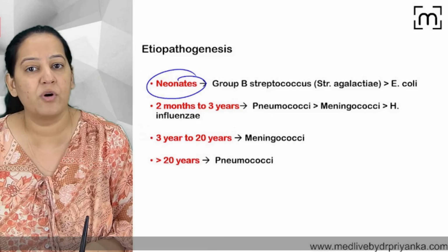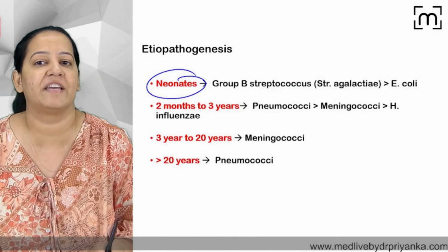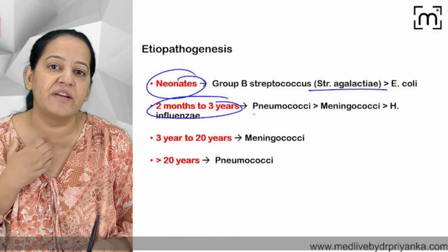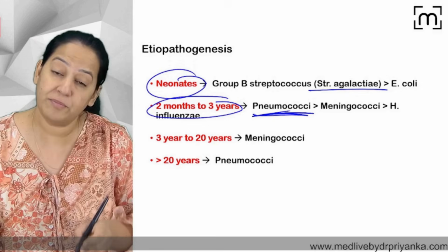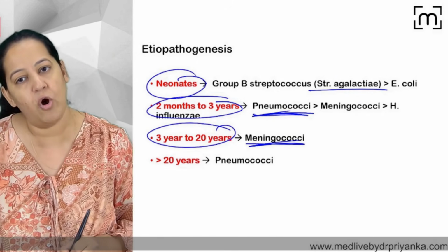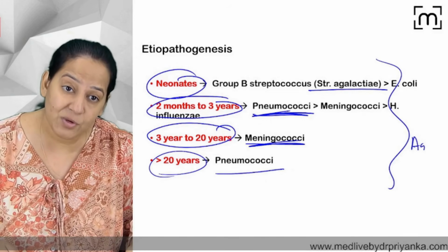In neonates, it's caused by Group B Streptococcus, that is Streptococcus agalactiae. From 1 month onwards till 3 years, in children, it is caused by Streptococcus pneumoniae. From 3 years onwards till 20 years, it's caused by meningococci, and after 20 years, in adults, it's again pneumococci. So the organism depends on age.